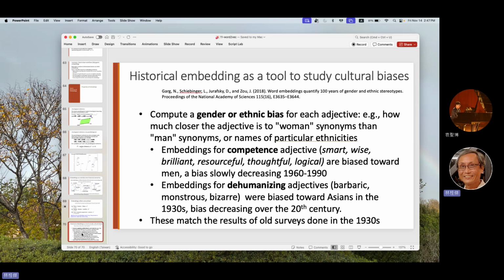Okay, so that particular word, dehumanizing or barbaric or kind of bizarre, in those words, will be closer to Asian than the Western people. Okay, but this is not so much anymore in the 20th century. In the 20th century now, if you look at some of these adjectives describing human natures, they are not so much biased, used to describe Asian people anymore, but are more general.